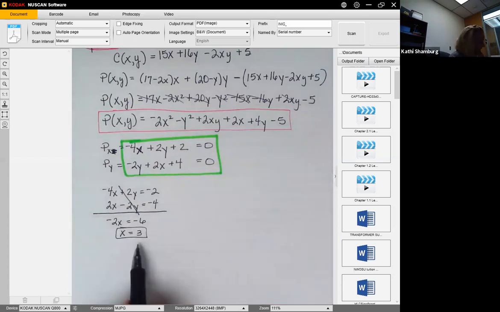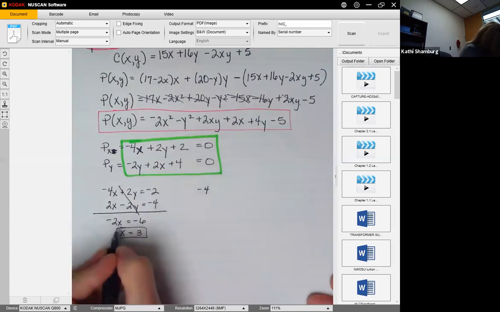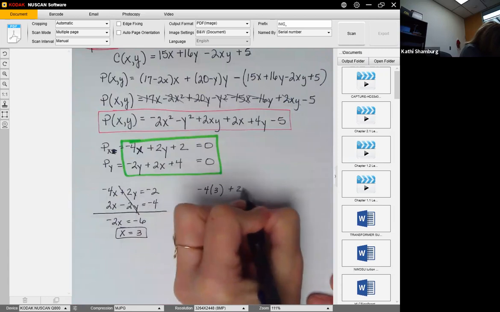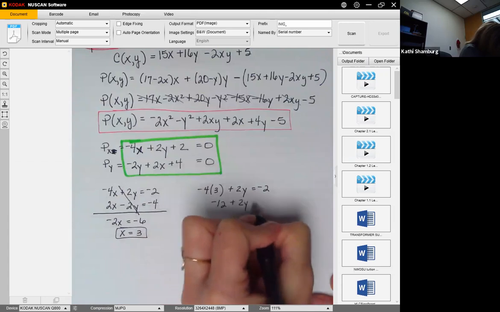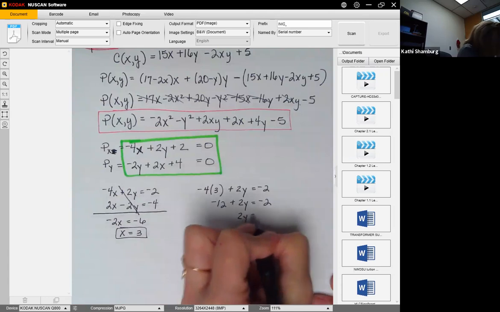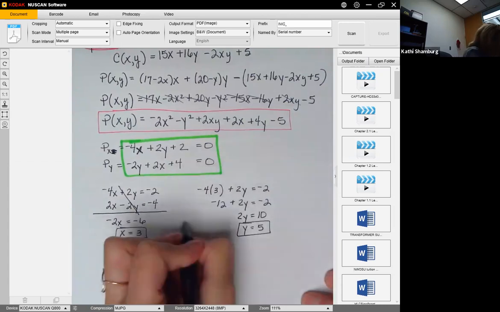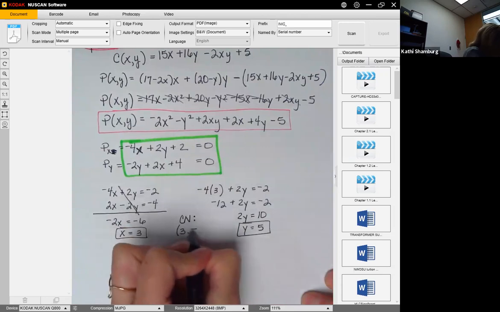Then I'm going to take this and substitute it into the first one. So I'd have negative 4 times 3 plus 2y equals negative 2. So negative 12 plus 2y equals negative 2. I'm going to add 12 to both sides, so 2y equals 10, so y equals 5. So now I have my critical number. I'm just going to put it in between these. So my critical ordered pair is (3, 5).